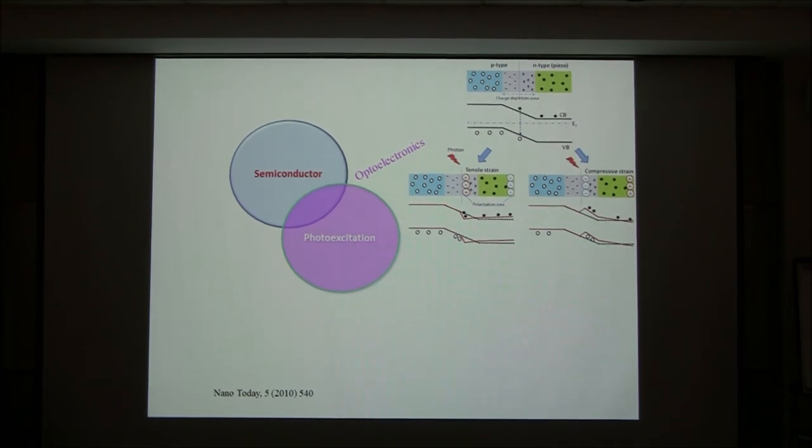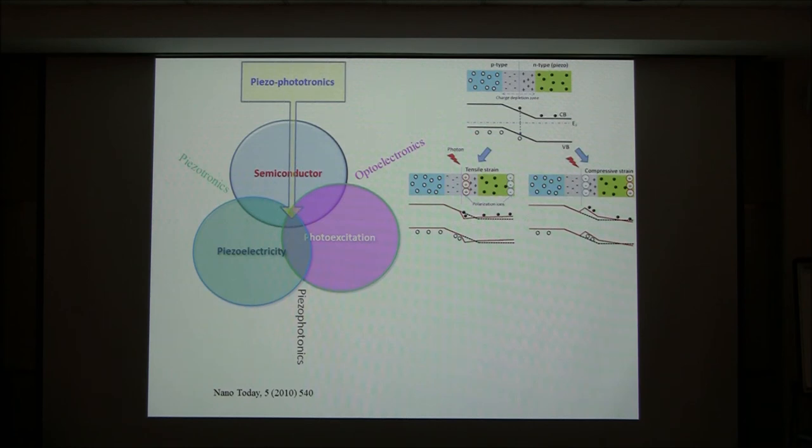So in summary, we have been studying the coupling between three different properties. Traditionally, semiconductor and photoexcitation are important areas. Piezoelectricity used PZT materials, so the two fields were separated by choice of materials. Now if you use wurtzite structures, like gallium nitride and zinc oxide, you bring them together and form a new field: piezoelectronics, piezophotonics, and at the three-way junction, piezophototronics.